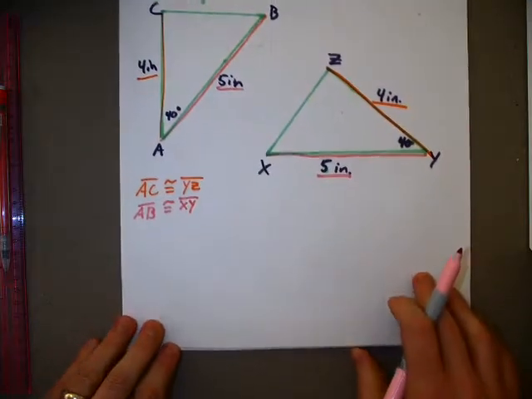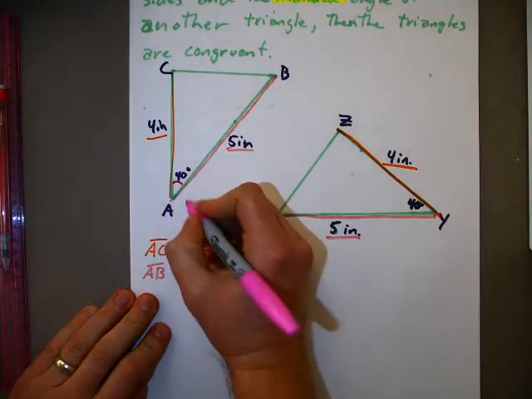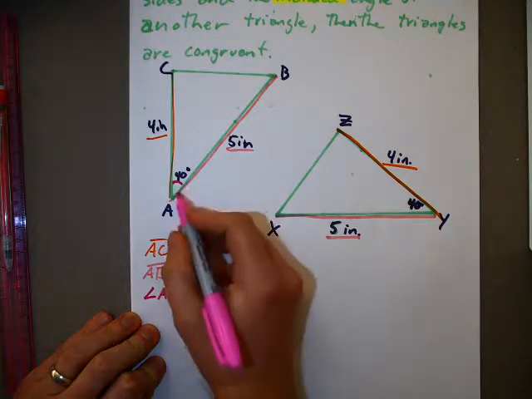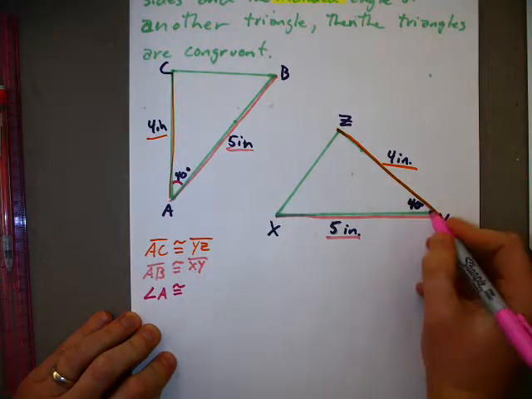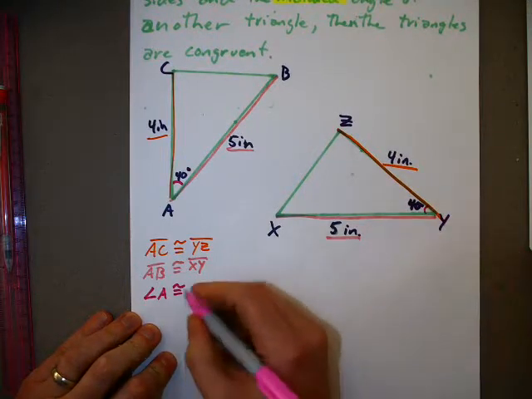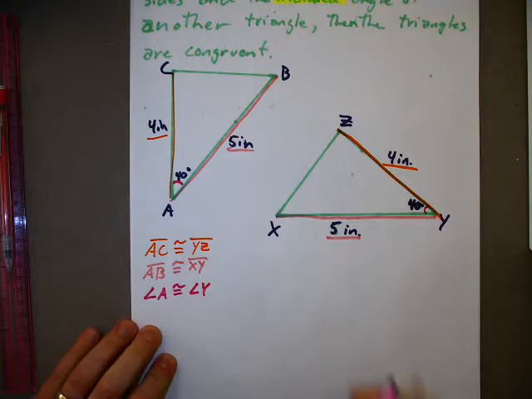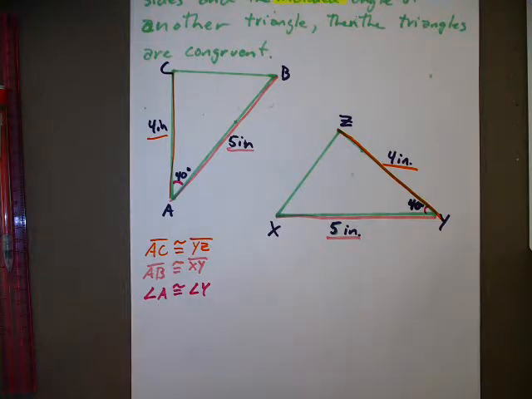So let's take a look. Right here, we see that angle A is 40 degrees, and it is in between the two segments that we're referring to, and we see that angle Y is 40 degrees. So angle A and angle Y are congruent to each other. So now what we have to do is go ahead and name this.